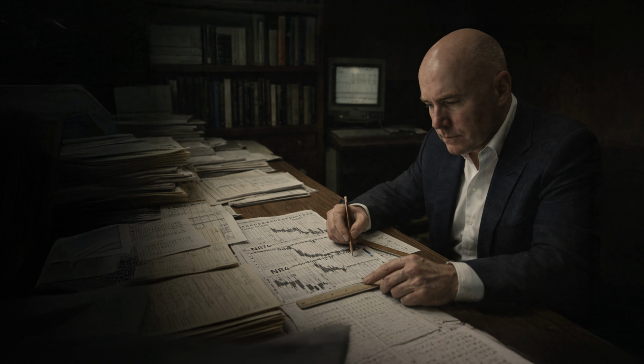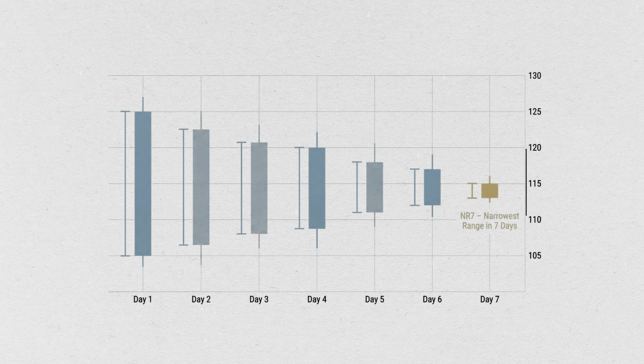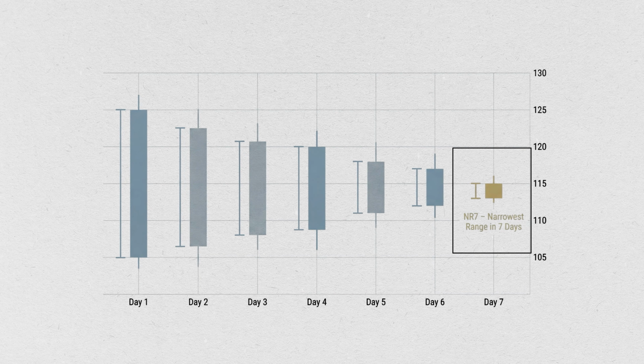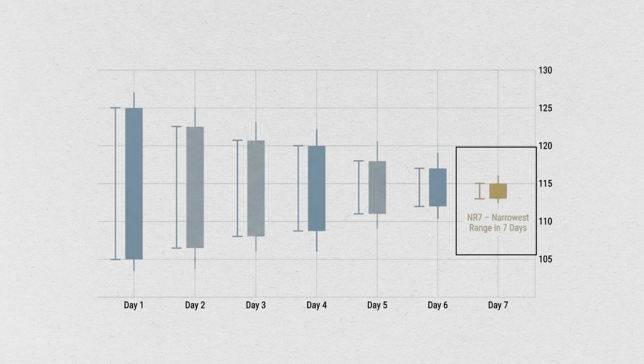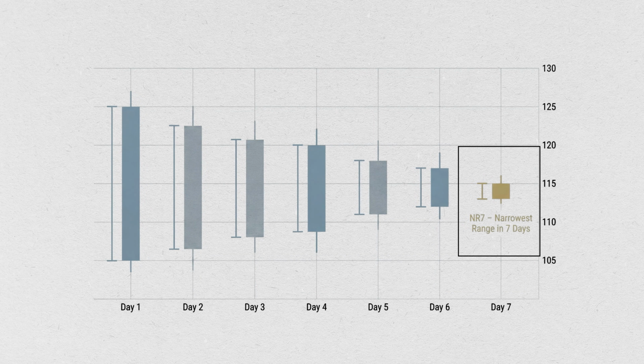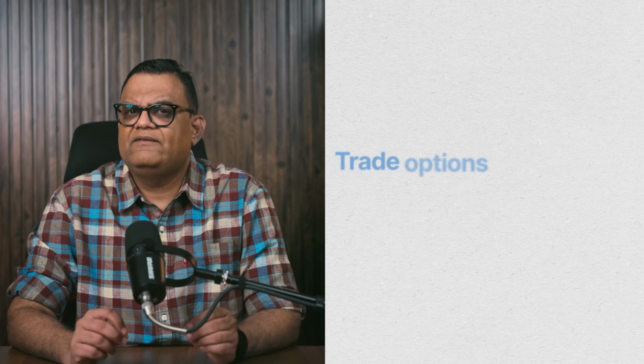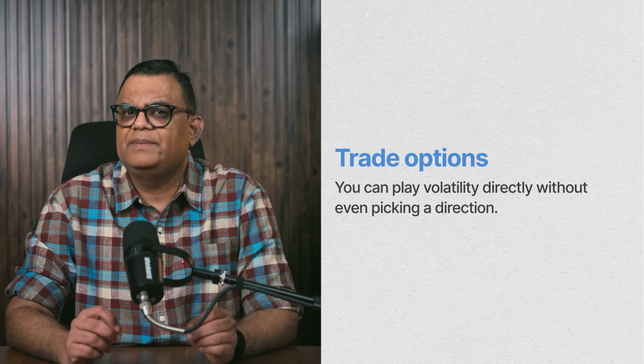Famous traders like Toby Crabel built entire systems around narrow range patterns like NR7, betting that after a period of restricted range, the market is due for a big move. If you trade options, you can play volatility directly without even picking a direction.